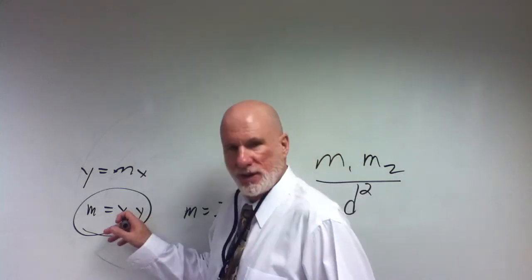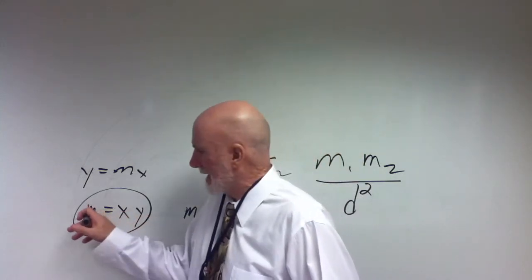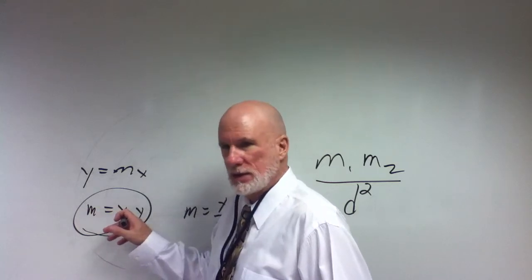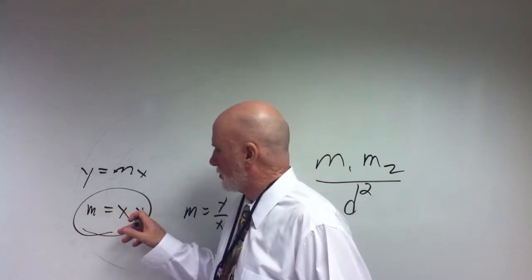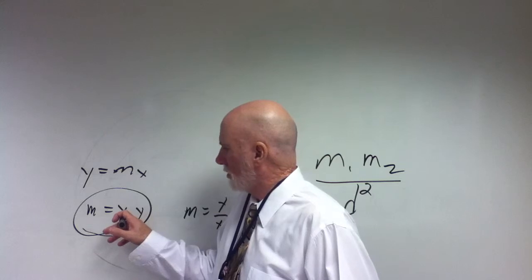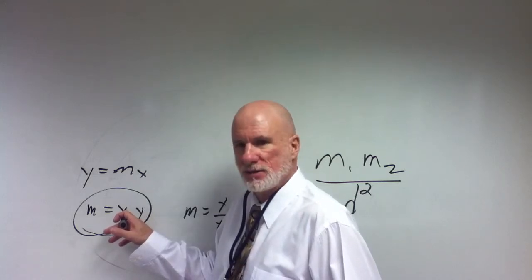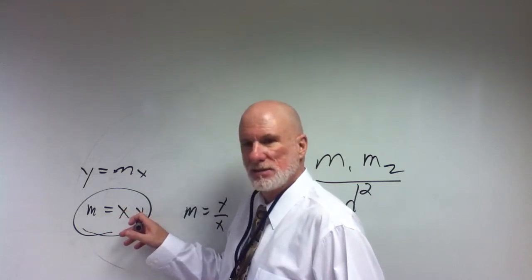What happens when this increases? Let's say this is 10. So this is 1 times 1. 10 times 1 is 10, so that's 10. So I'm going to increase this to 100. What do I have to do to this?